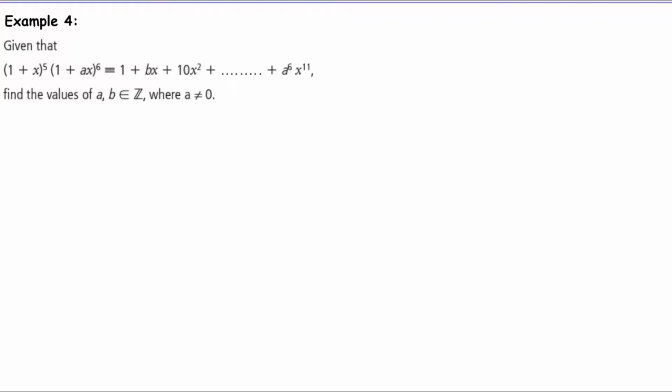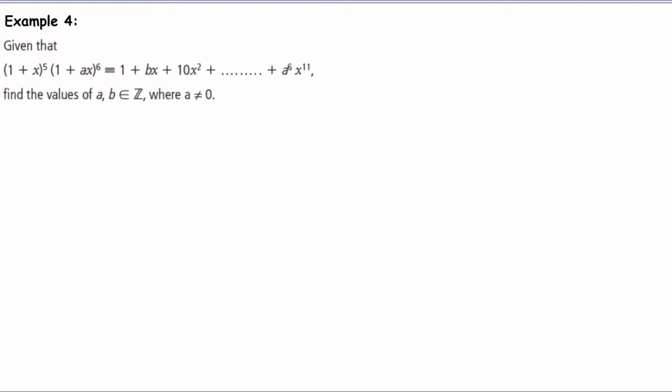So the first step will be to expand (1 + x)^5 up to the term in x squared, because if you look at what that is equivalent to, it goes up to the term in x squared, and of course the last term. And we shall do the same for (1 + ax)^6 and then multiply the two products.